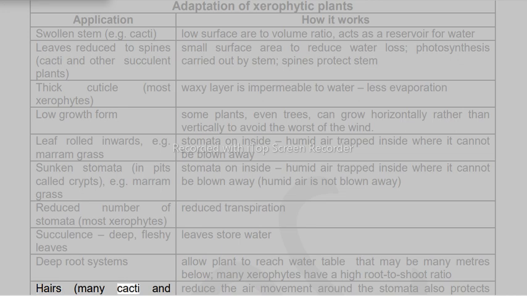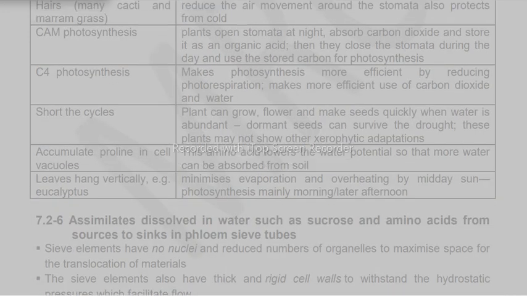Many xerophytes have a high root-to-shoot ratio. Hairs, on many cacti and marram grass, reduce the air movement around the stomata. They also protect from cold. CAM photosynthesis: plants open their stomata at night, absorb carbon dioxide and store it as an organic acid. Then they close the stomata during the day and use the stored carbon for photosynthesis.